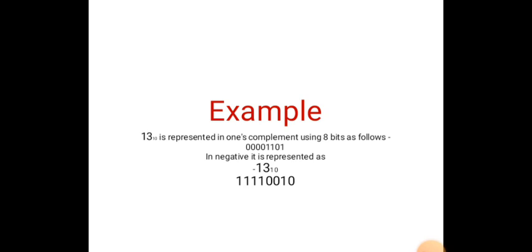As you can notice on the screen, for positive 13, the leftmost bit is a 0, which means it is positive. And on the negative side, 1 is on the leftmost bit, which means it is negative. So you should not forget about all those basics.